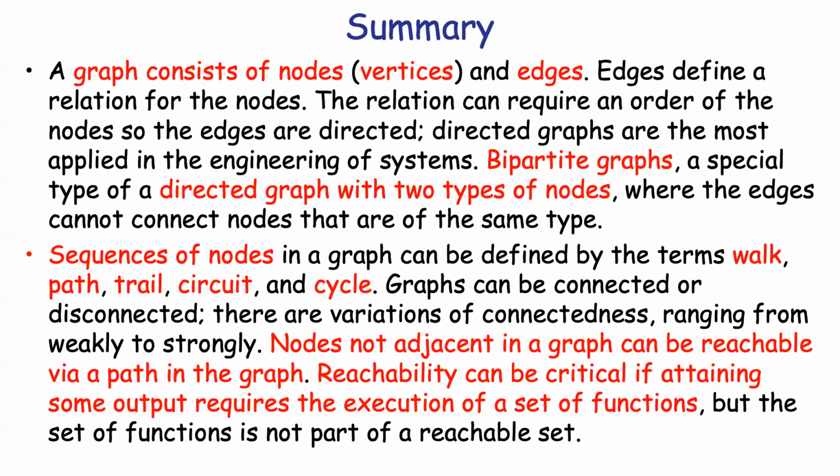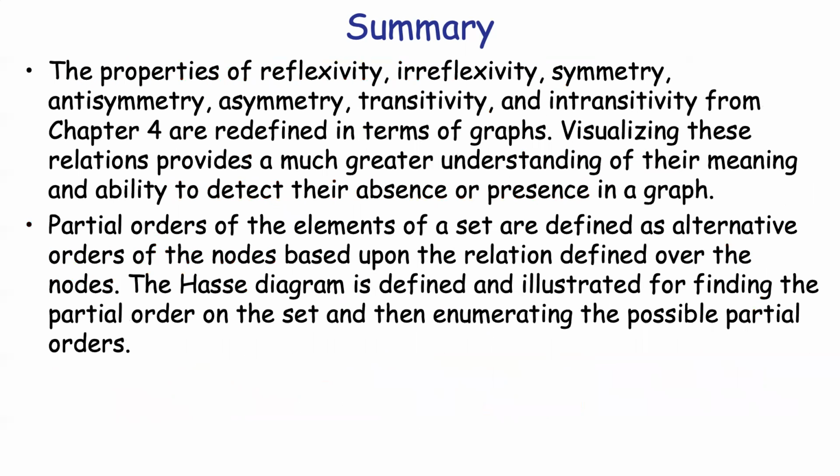Sequences of nodes in a graph can be defined by the terms walk, path, trail, circuit, and cycle. And we have definitions for each of those in this chapter, and also what we showed briefly in this lecture. Graphs can be connected or disconnected. There are variations of connectedness ranging from weakly to strongly. Nodes not adjacent in a graph can be reachable via a path in the graph. Reachability can be critical if attaining some output requires the execution of a set of functions, but the set of functions is not a part of a reachable set.